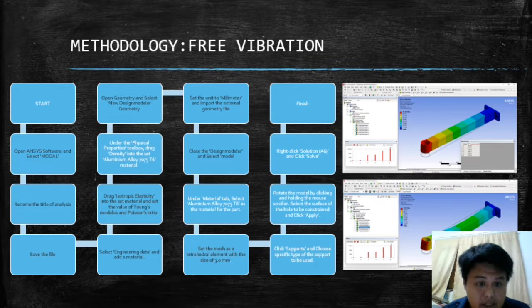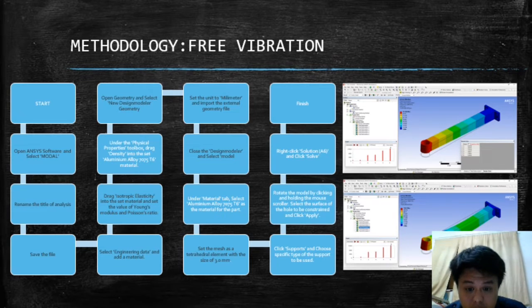Open Geometry and select New DesignModeler Geometry. Set the unit into millimeter and import the external geometry file. Close the DesignModeler and select Model. Use the material tab, select aluminium alloy 7075-T6 as material for the part. Set the mesh as tetrahedral element with the size of 3.0 mm.